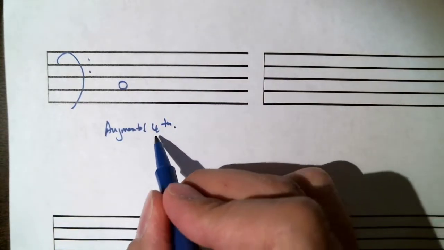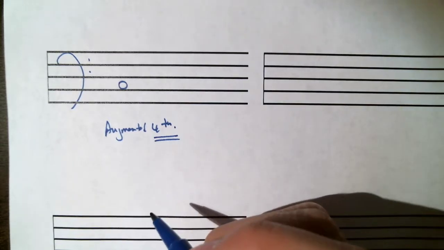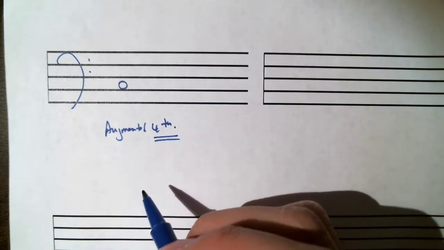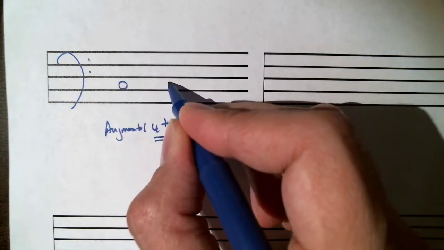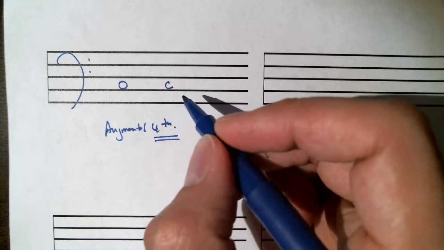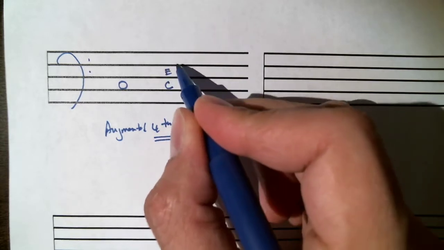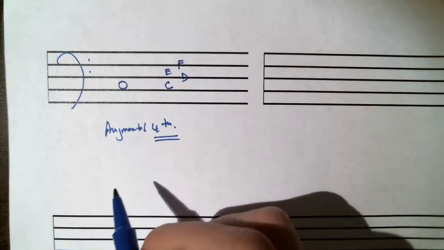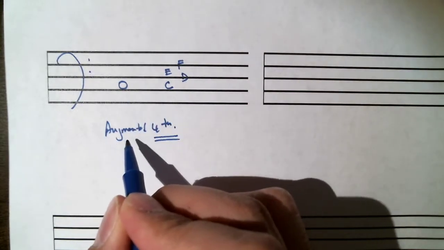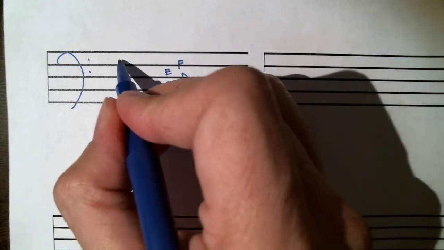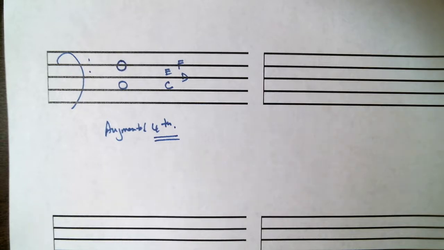For the fourth, that's the size. Remember that we're only concerned about the letter names. So we're looking for 4 letter names above C. Let's first start with C, and then count up 4 letters. That's going to be C, D, E, F. So I know that the fourth above the C, doesn't matter what the quality yet, any fourth, has to be an F. So I can confidently write that down.